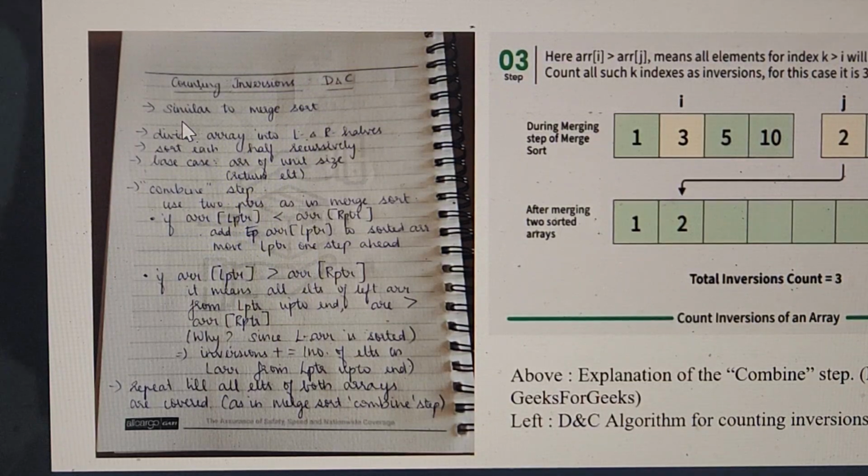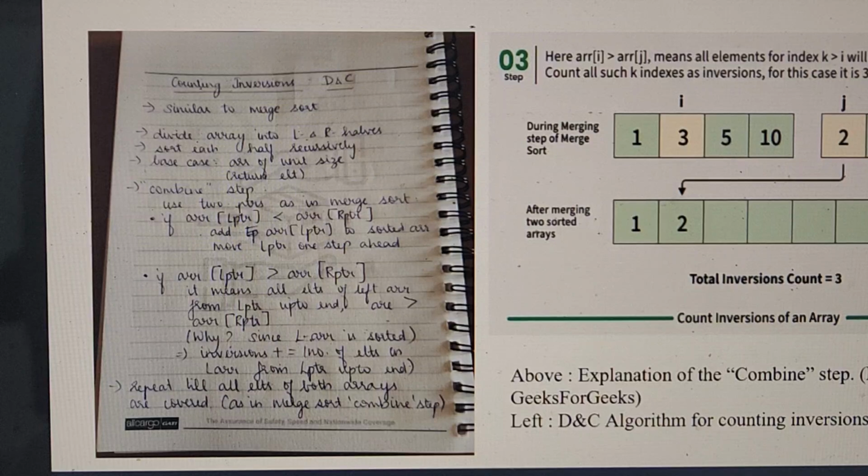Now you will again compare the two elements which the pointers are located at. If the left array's element is smaller, you will simply put that in your final sorted array and advance that pointer by one step. As usual, exactly what you do in merge sort. However, if your right array's element happens to be smaller, then there is a small catch.